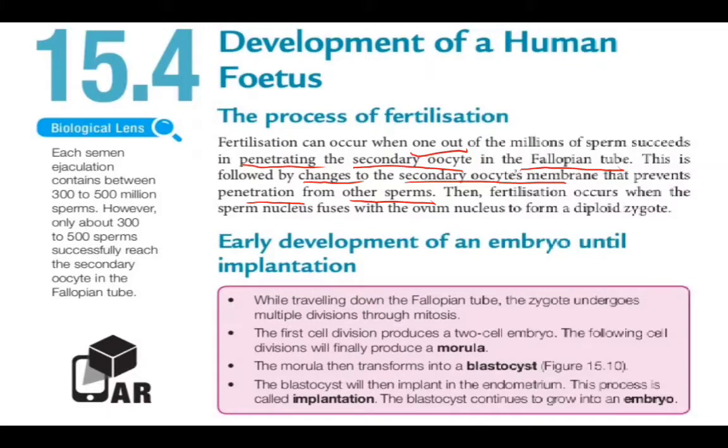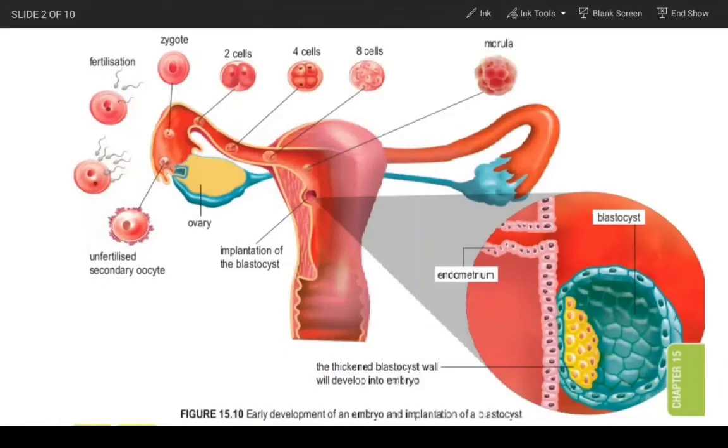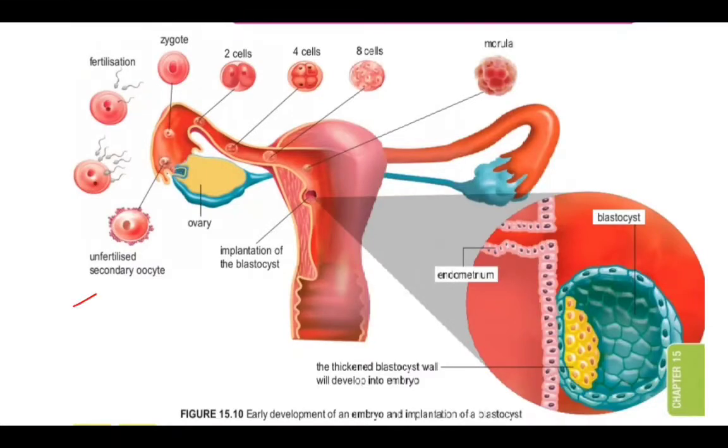So, early development of an embryo until implantation. We look at figure 15.10. This is early development of the embryo and implantation of a blastocyst. This is the unfertilized secondary oocyte. Fertilization occurs when one out of millions of sperm succeeds in penetrating the secondary oocyte in the fallopian tube. What happens after one sperm succeeds in penetrating the secondary oocyte? The secondary oocyte membrane will prevent penetration from other sperm. So fertilization occurs when the sperm nucleus fuses with the ovum nucleus to form a zygote.